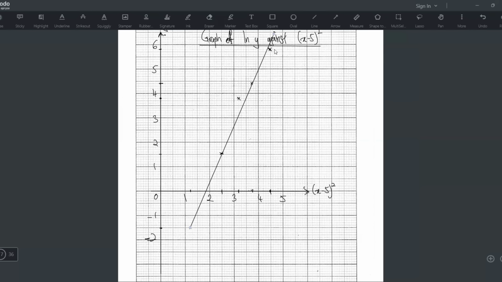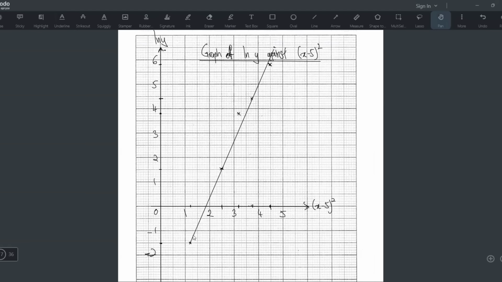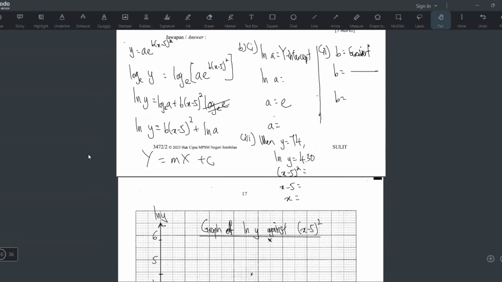Wait. What if... okay, did I plot any point wrong? Because my graph looks so different compared to the schema. 1, 2, 3, 4, 5, 6. 1, 2, 3, 4, 5. Okay, wait, let me figure out where I did wrong. Okay, what is this point? Negative. Okay, I know already. My first point, I plotted it wrongly.